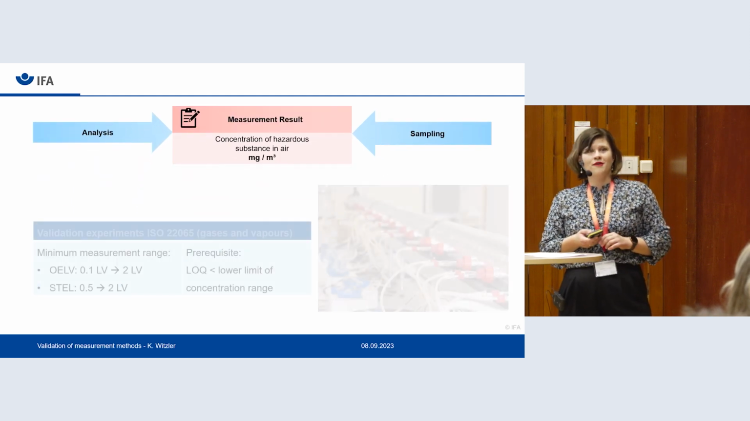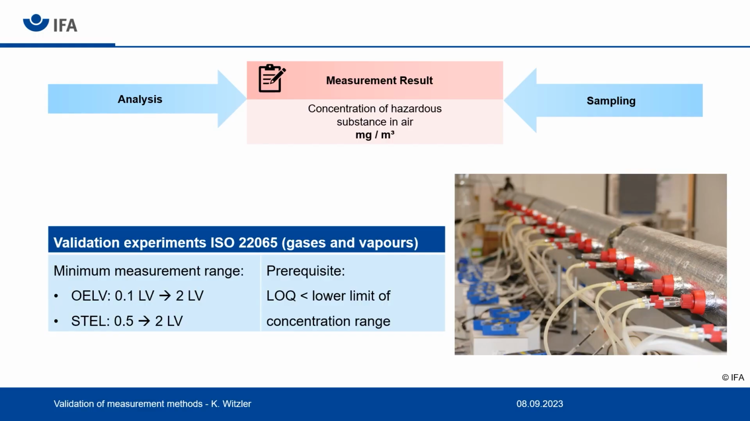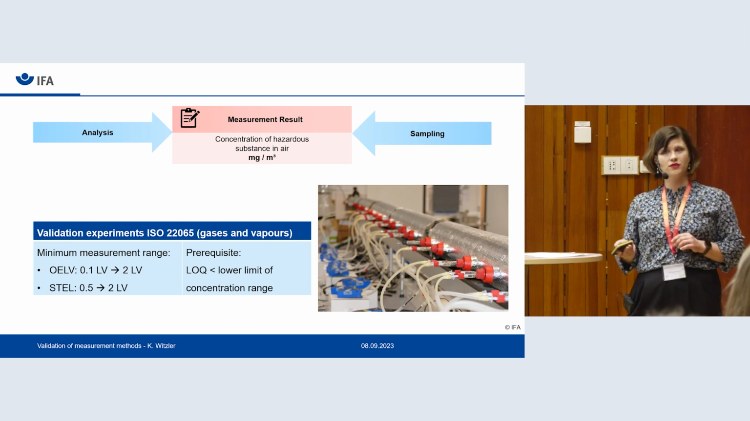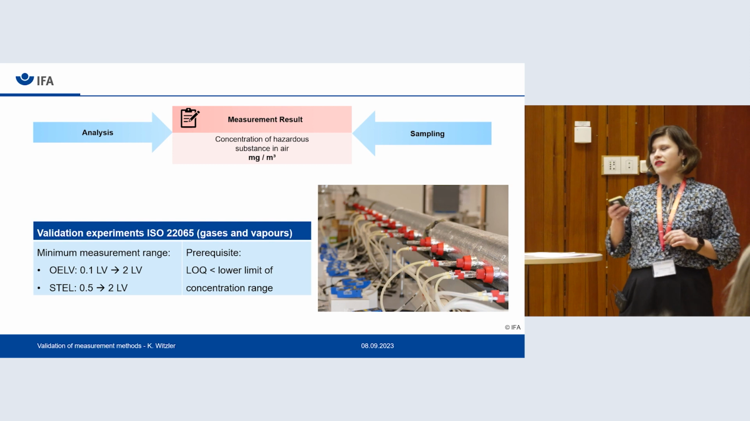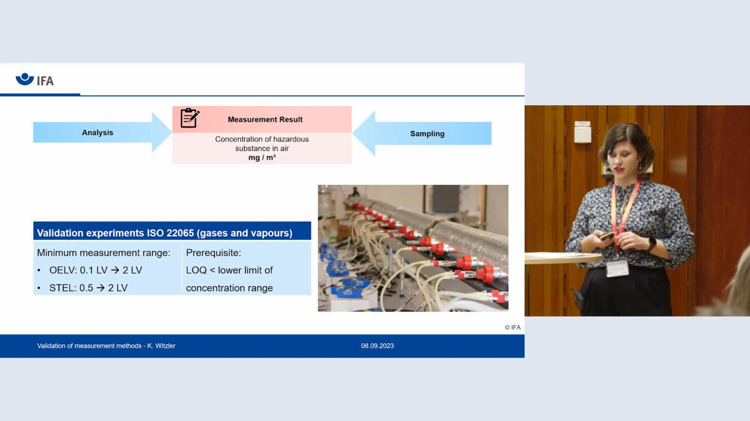The ISO norm 22065 also gives us some framework for validation experiments for gases and vapors. For example, this framework for the minimum measurement range for these experiments, which is 0.1 times the limit value up to 2 times the limit value for occupational exposure limits, and 0.5 up to 2 times the limit value for short-term exposure limits.